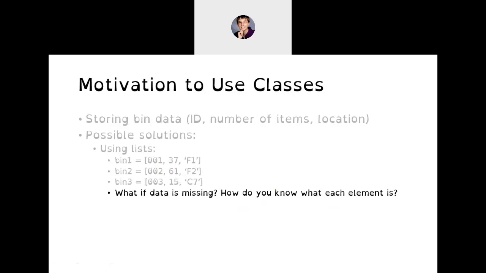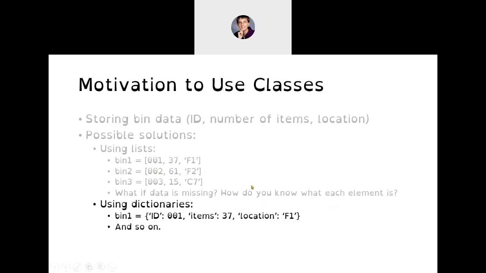So we could say, well, maybe the way that this is structured, we could use something like a dictionary, right? So then for each one, you have the field associated with the ID, the items, and the location. So then later, if you wanted to look up the items in bin 1, then you could say bin 1, and you can access the items field and get that value, right? So that would work pretty well.